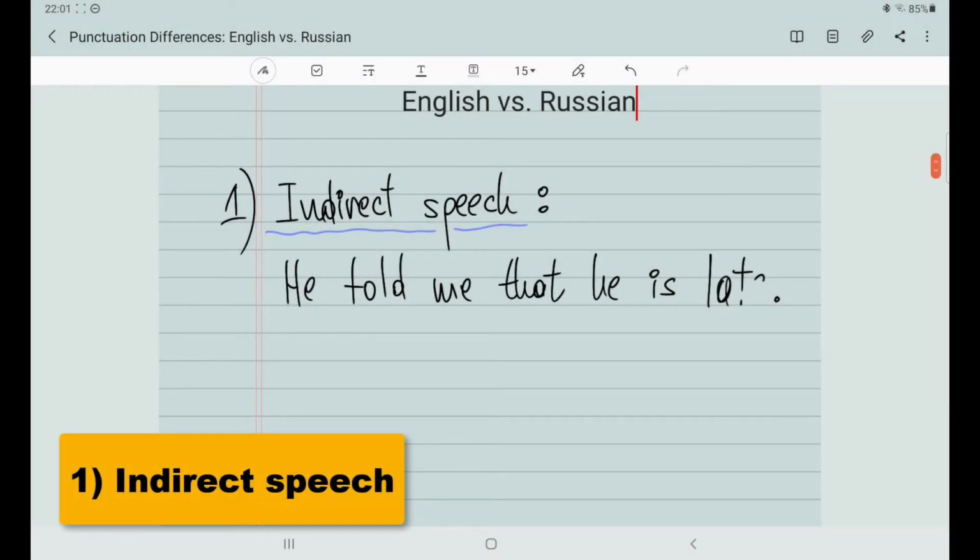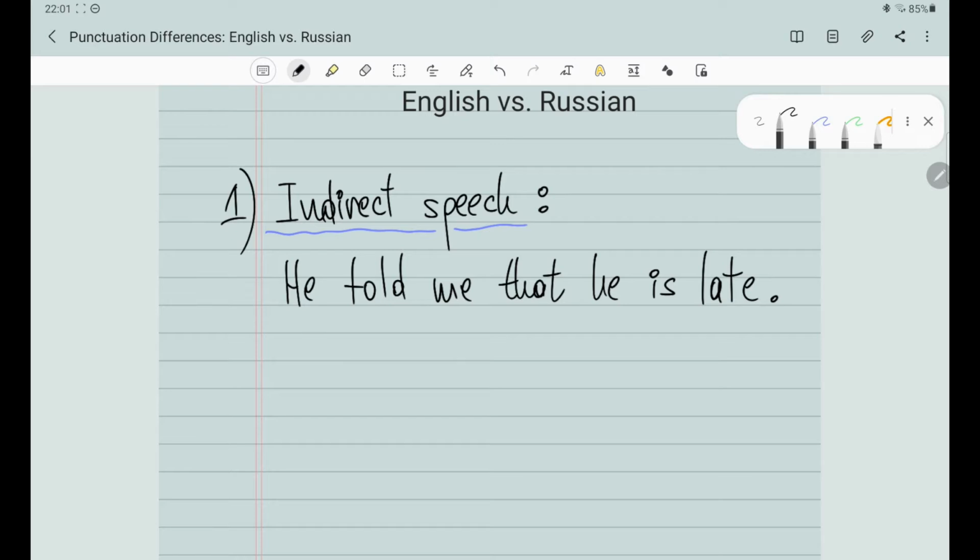Number one, indirect speech. So in English, whenever we say something like, he told me that he is late, that is indirect speech. So in Russian, this sentence would sound like this. Он мне сказал, что, and I'm going to leave a little blank space here, что он опаздывает.